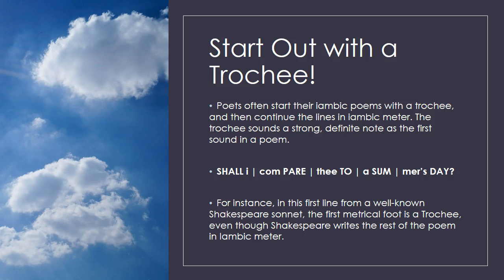Poets often start their iambic poems with a trochee. Or they may begin the first line of a new stanza or section of the poem with the trochee, and then they continue the lines in iambic meter. The trochee sounds a strong, definite note as the first sound in a poem. For instance, in this first line from a well-known Shakespeare sonnet, the first metrical foot is a trochee, even though Shakespeare writes the rest of the poem in iambic meter.